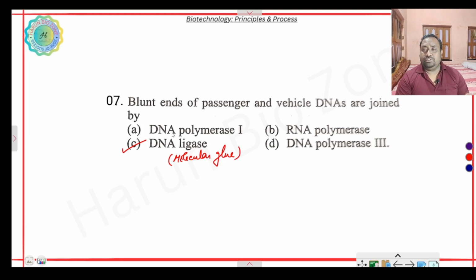DNA polymerase is used during replication, and DNA polymerase 3 is also used during replication to polymerize the DNA and for error correction. RNA polymerase is used during transcription to synthesize mRNA. Next question.